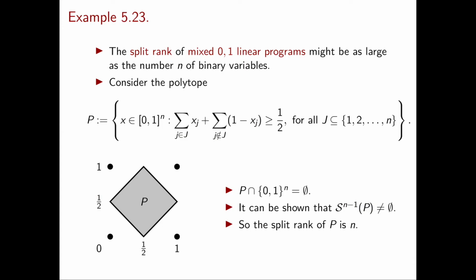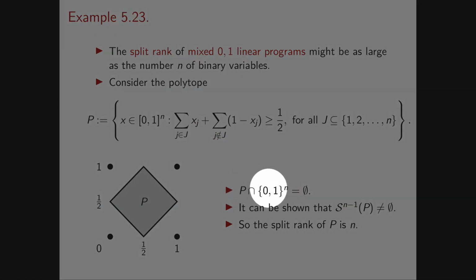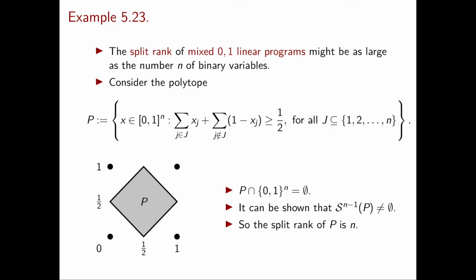In this example, we have only x variables, and so the mixed integer hull of P is exactly P intersected with 0, 1 to the n, and you can easily see that this is the empty set. What you can show is that the split closure number n-1 of P is different from the empty set, which implies that the split rank of this polytope is exactly n.